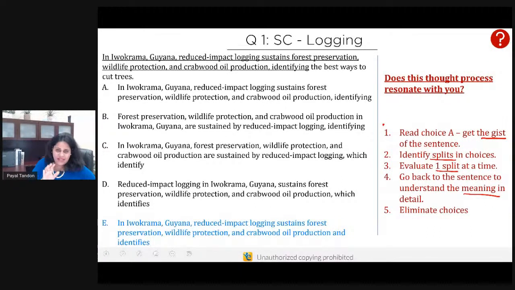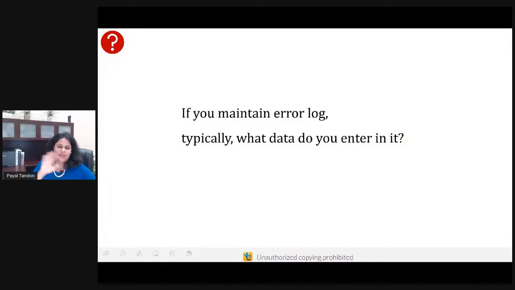Now, for those of you who made a mistake in this question, and again, I will be going through the detailed solution of this one, but first what I want you to tell me is, if you maintain an error log, typically what kind of data do you enter in it? Not specific to this question, but just in general.